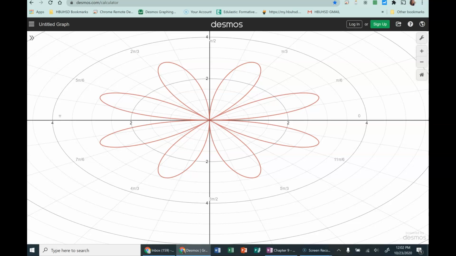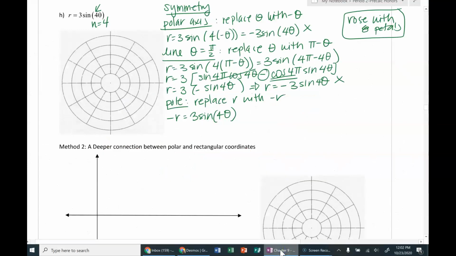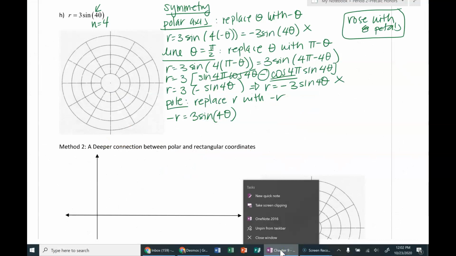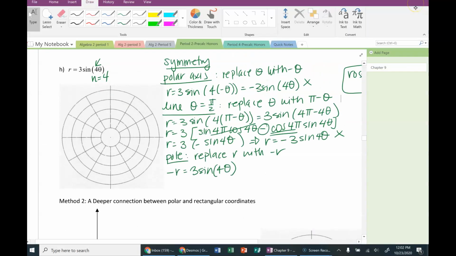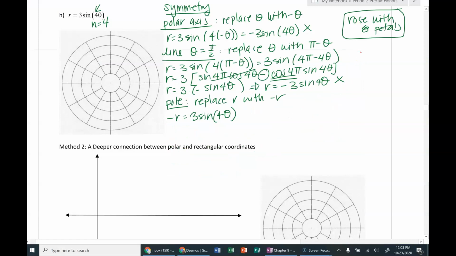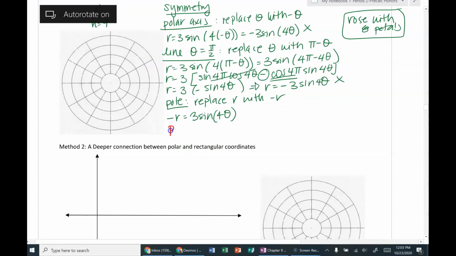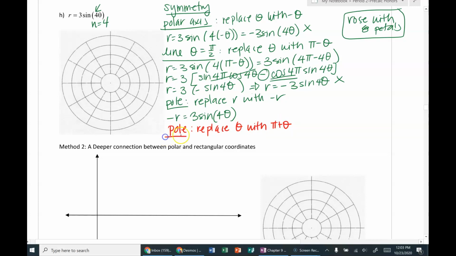Remember earlier I said that the test that I gave you works 99%, or 90% of the time. For the 10% that it doesn't work, you have to use that one formula about the pole. So do the pole again, but this time replace theta with pi plus theta. Okay, let's check it out.